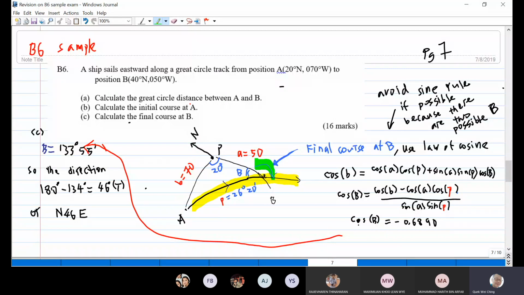So the bearing of the ship, the final course, is north 46 east. The true bearing now, north 46 east. And this is the final course. So altogether, I show you how to use the cosine law in this case. Actually, you can use cosine law all the way.